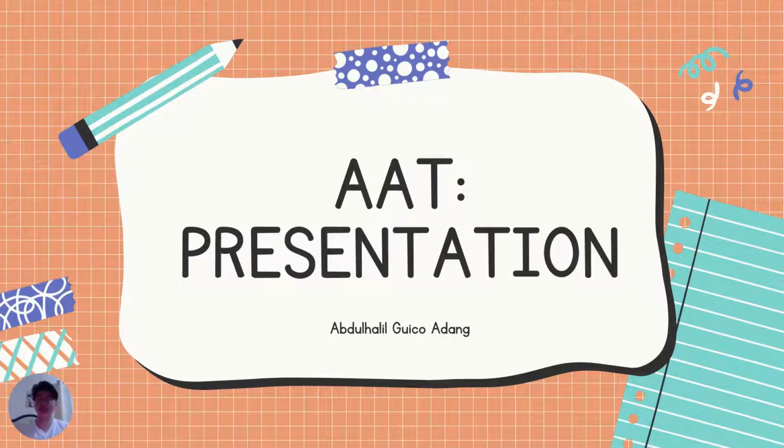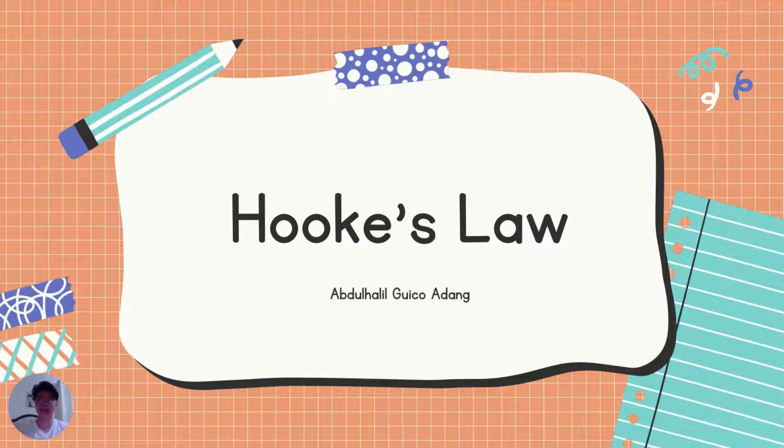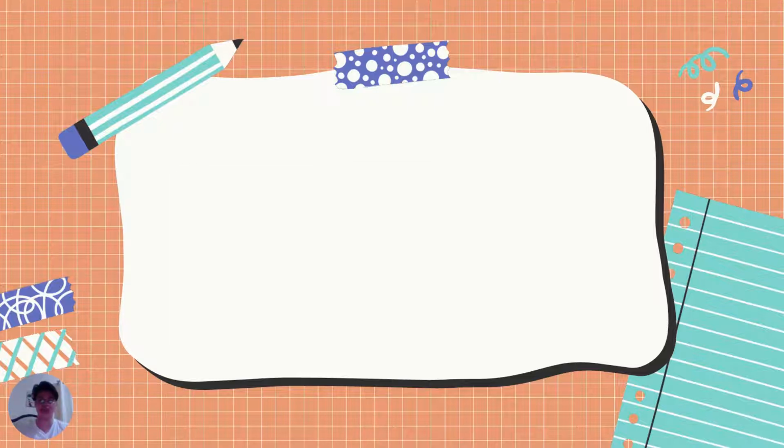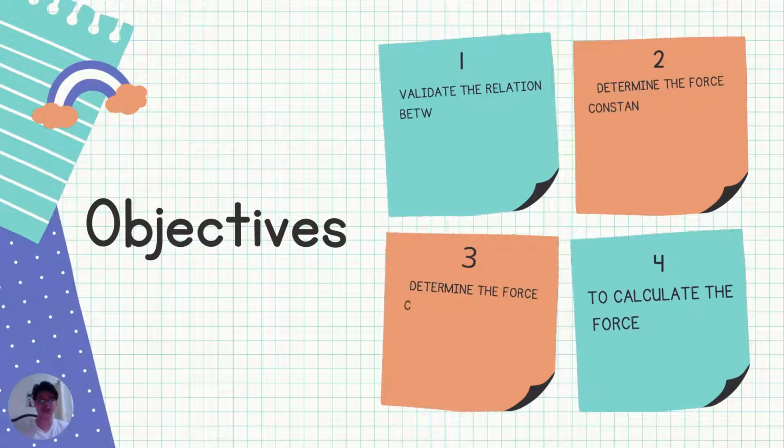I am Abdul Halil Guico Adang, a junior physics researcher at the National Institute of Physics. Now, I will present to you the experiment I conducted entitled Hooke's Law, which describes the elastic properties of materials only in the range in which the force and displacement are proportional. So let's move on to the objectives of this experiment.